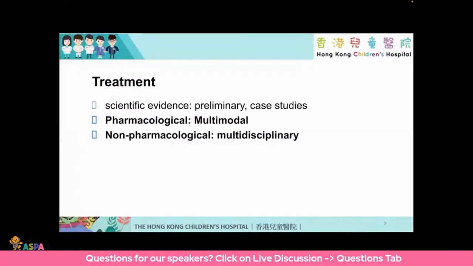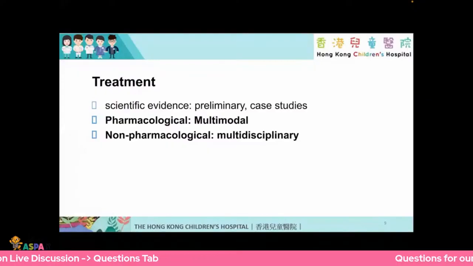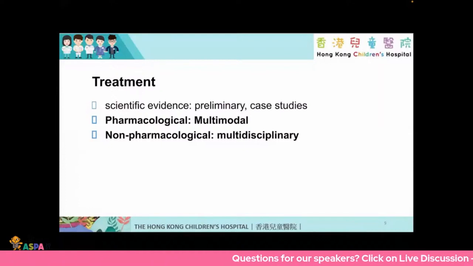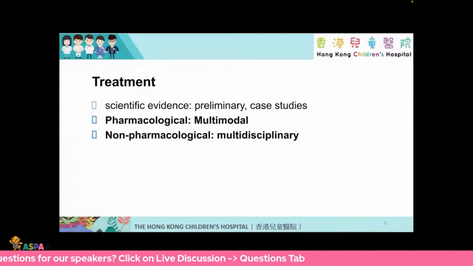to treat it. The current scientific evidence is still preliminary and limited to case studies, and there are no large-scale studies available. And we use multimodal approaches for drugs and multidisciplinary approaches for non-pharmacological agents.